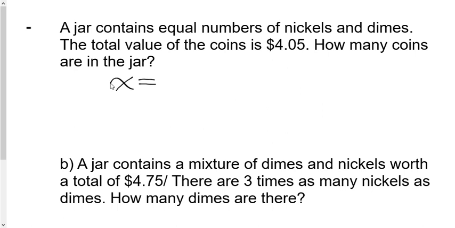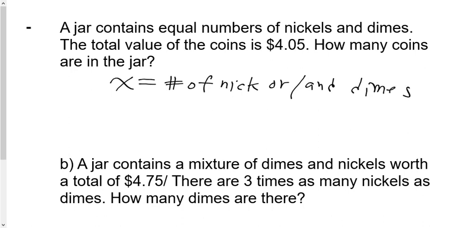So we're going to make x, since there are equal numbers, the number of nickels and dimes, because they're both the same. So x is going to represent the number of each of the coins. But we're not given numbers, we're given values. So that expression only works for the number of coins, not the value.